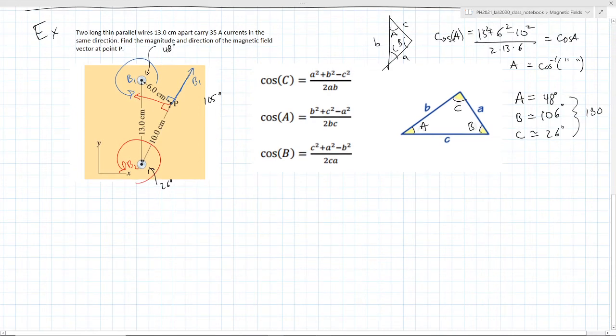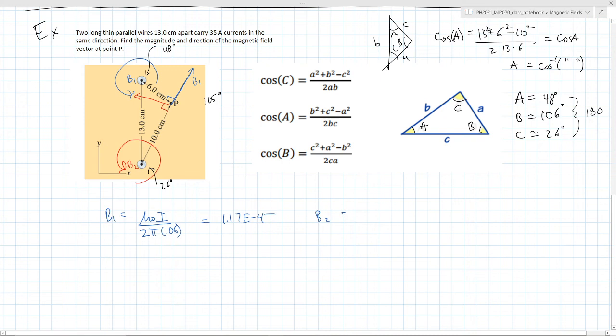So what is B1? Finding the magnitude is easy enough. We know that that will be mu naught times the current divided by 2 pi times our 0.06. And when we crunch the numbers here with the current of 35 amps, you find that this is 1.17 times 10 to the minus 4.